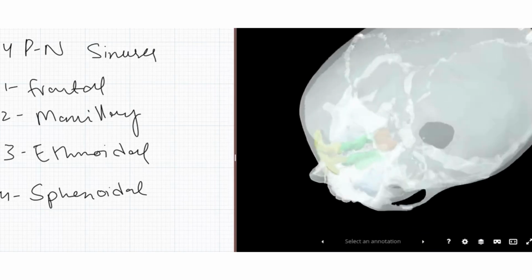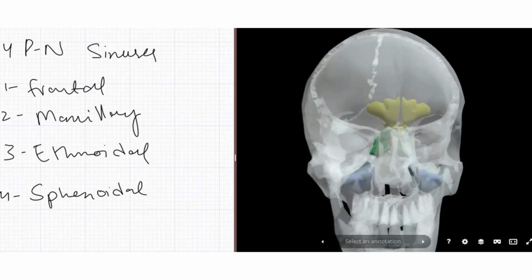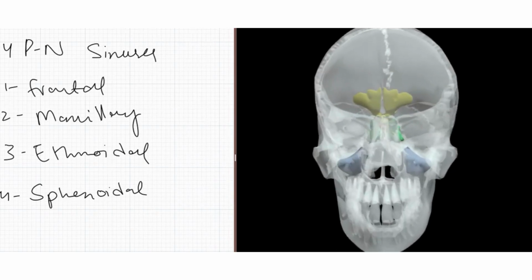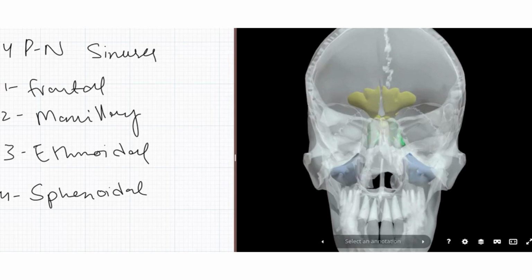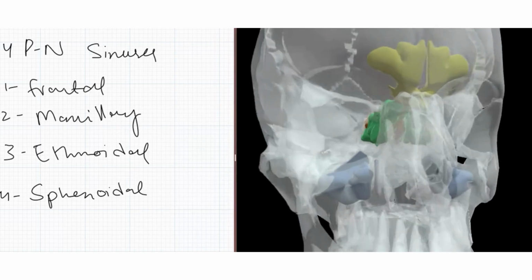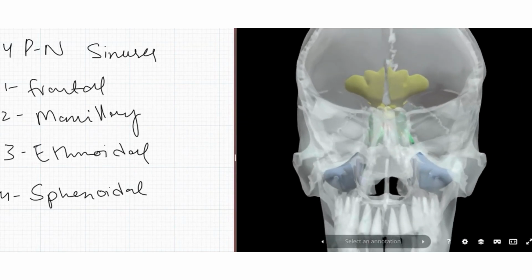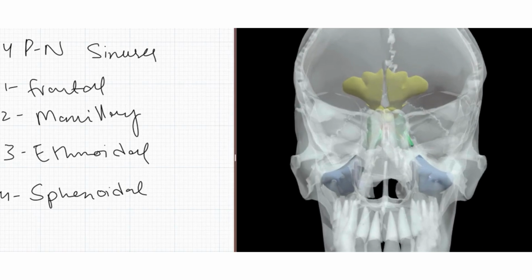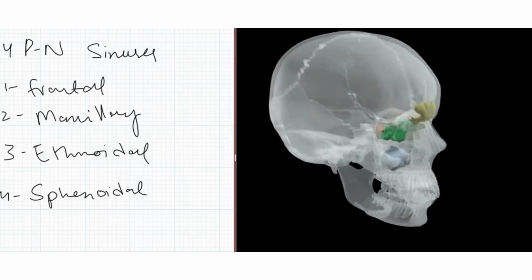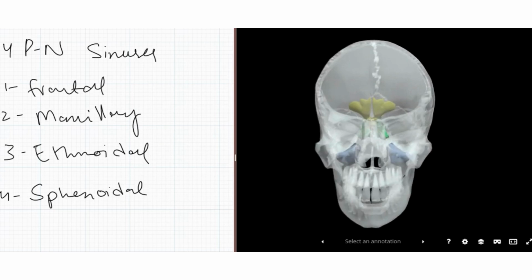These sinuses are lined with mucoperiosteum, which produces mucus. Any infection or any pathogen which travels inside of these sinuses may cause sinusitis. Since these sinuses have a very close relation to the orbit, the infection can travel from these sinuses into the orbit. The most common infection which can be caused by these sinuses is orbital cellulitis.